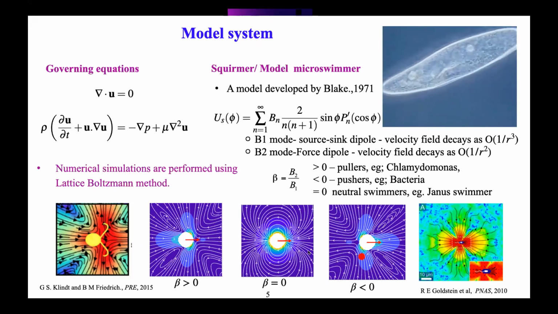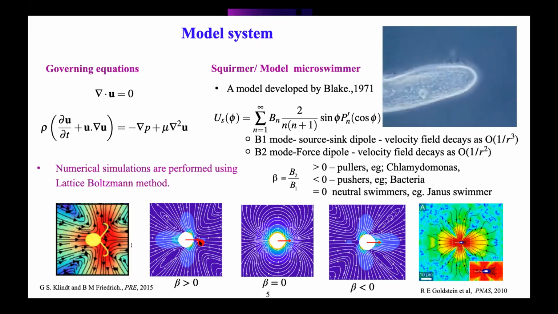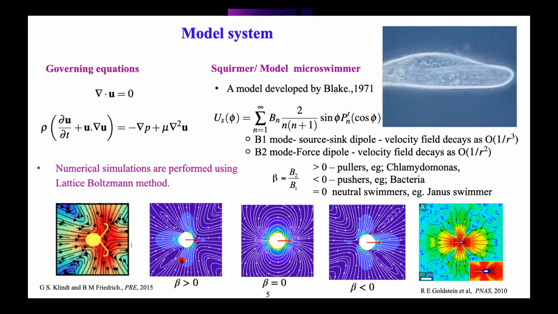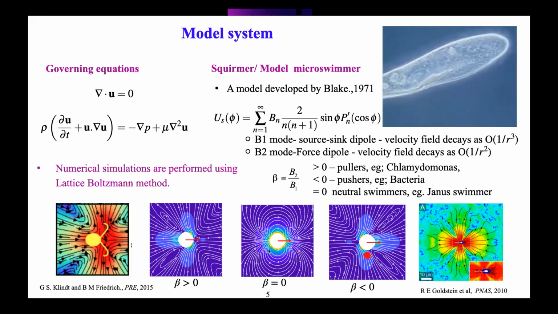In all these three figures, this white circle represents the microswimmer with this red arrow showing its orientation, and this white curve represents the flow field that it generates, and the color represents the strength of the flow field. So this one corresponds to puller, and this is for neutral swimmer, and this is for pusher.